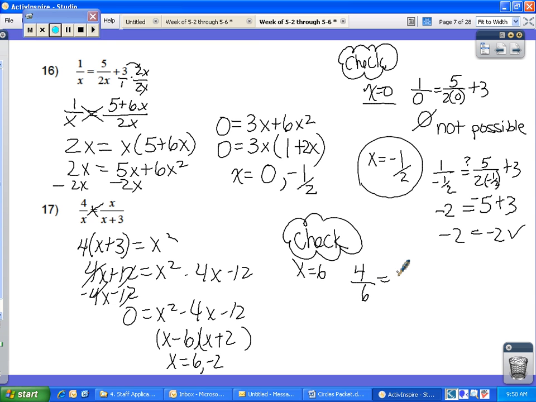Is 4 over 6 equal to 6 over 6 plus 3? 4/6 can simplify to 2/3. 6/9 is 2/3. Is 2/3 the same as 6/9? Yes, 2/3 equals 2/3, so that one works.